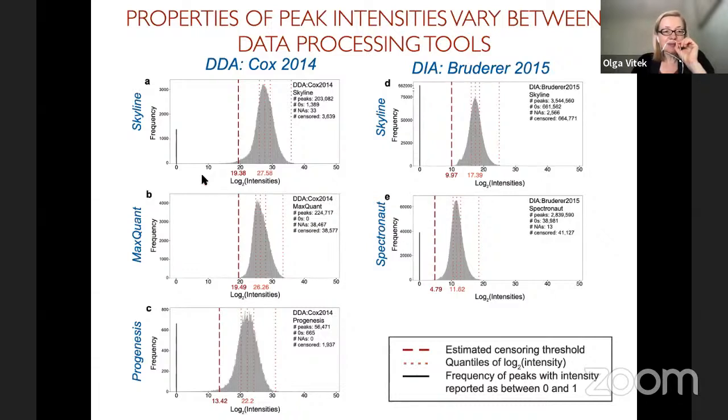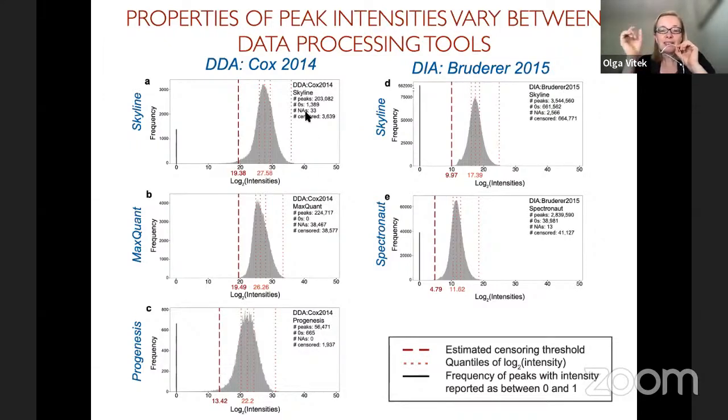There are big differences between the tools. Now, this is the number of zeros by Skyline, and this is the number of zeros with MaxQuant, for example. So this means that besides just reporting the intensity of a feature and the differences in that, the tools in particular make very different decisions when things are challenging.